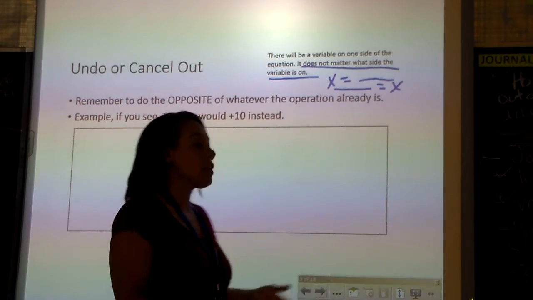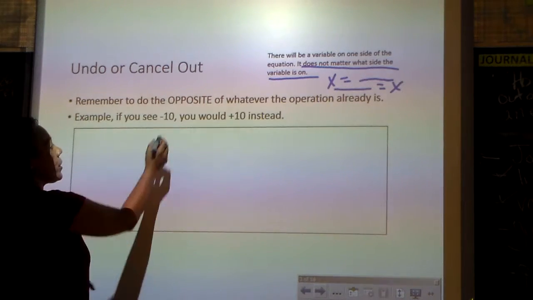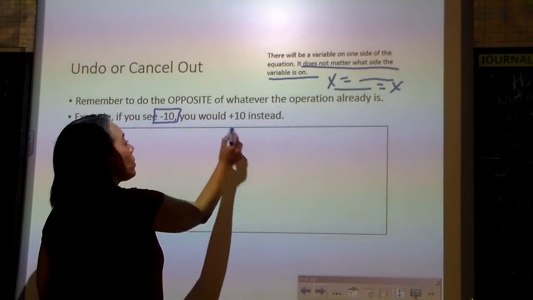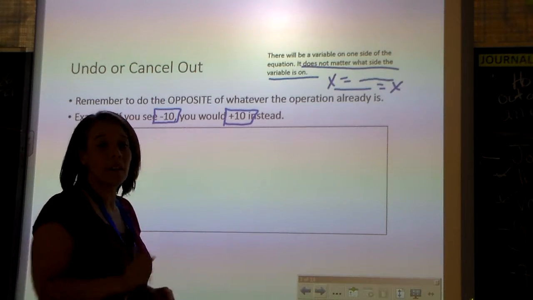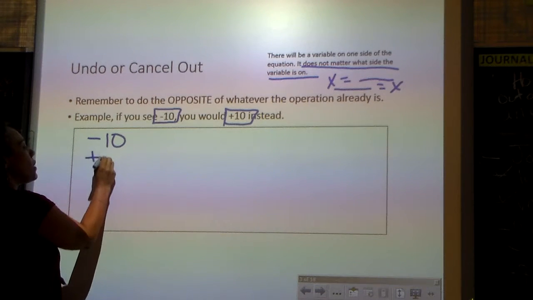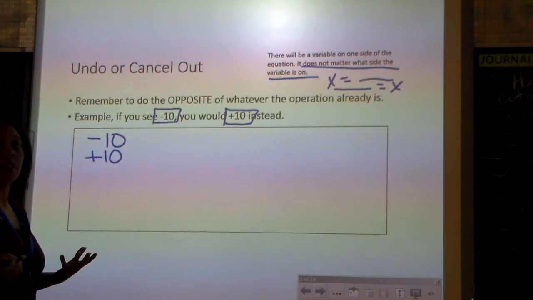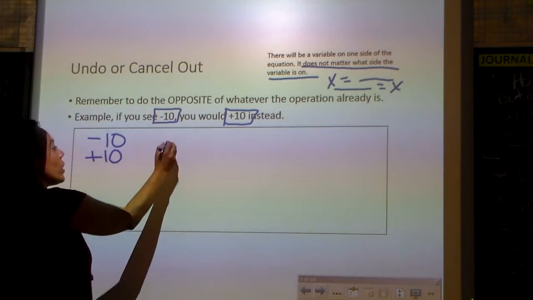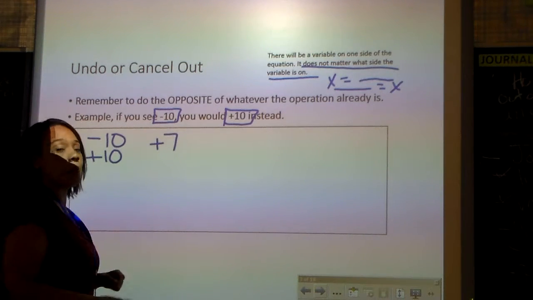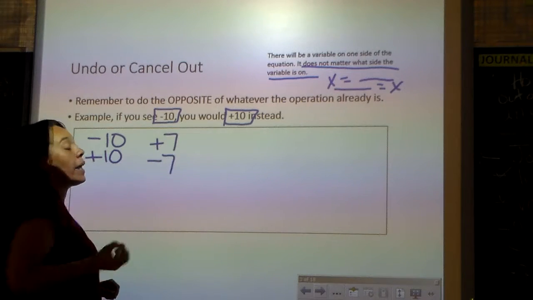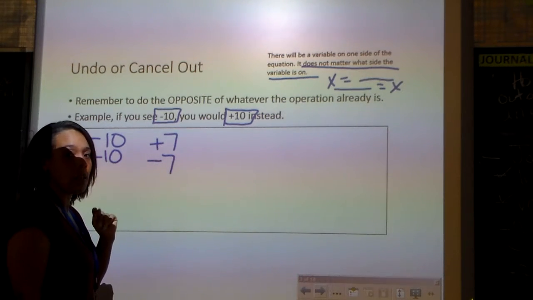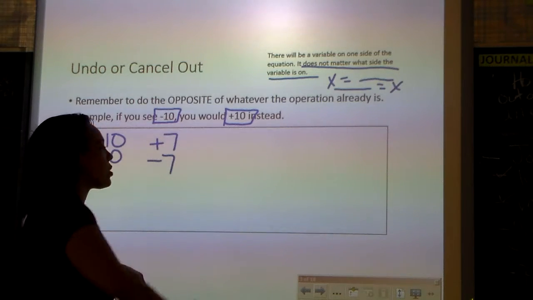Well, what do you mean? Well, for an example, if you see a negative 10, the opposite would be a positive 10. So minus 10's opposite is plus 10, written underneath. So for an example, a positive 7, the opposite would be a negative 7. Or I would call this plus 7, minus 7. There's another way you could see this written.